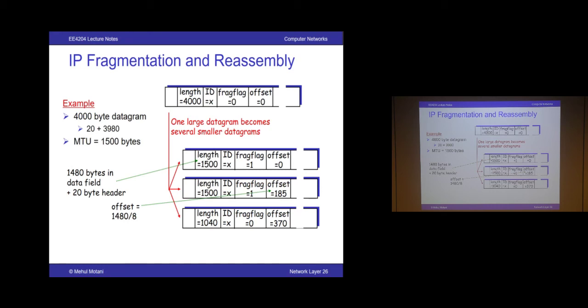Does that help? Yeah? Is it possible to do reassembly if the divisor is too small from router to router or network to network? The reconstruction only happens at the end. It only happens at the end destination. You don't reconstruct at an intermediate point.